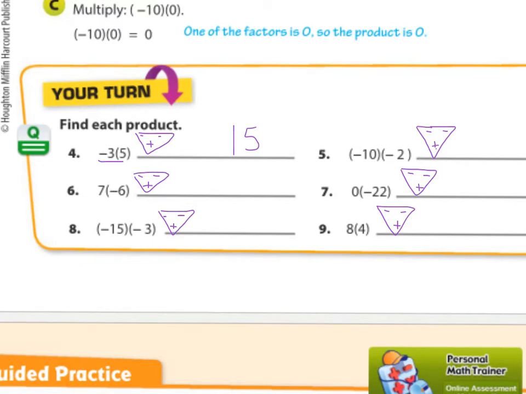do it. 3 is negative, so circle the negative. 5 is positive, circle the positive. What did not get circled? The negative. That belongs to your answer. Let's look at number 5.